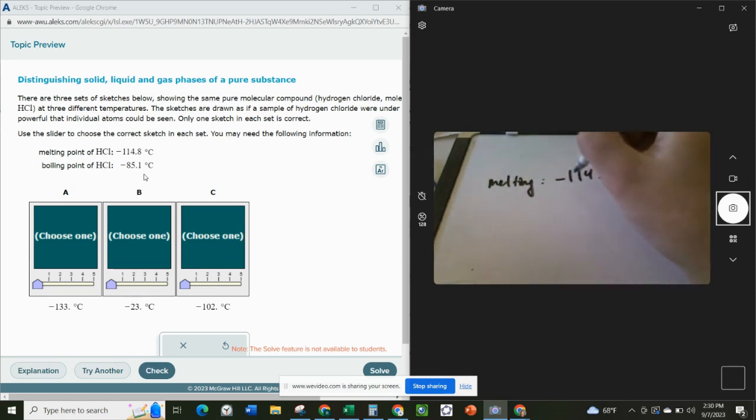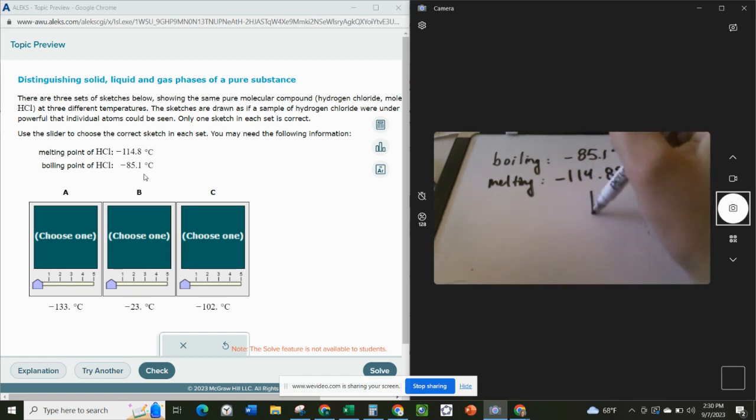And this is a little bit confusing, so I like to write it like this. So our melting point goes from, I guess, a solid to a liquid. I put my liquid first. Solid to a liquid, or a liquid to a solid for freezing. So this is the temperature that happens. And then we have another point, and I like to put the boiling point above that because that makes more sense to me. So the boiling point of HCl is negative 85.1 degrees Celsius.